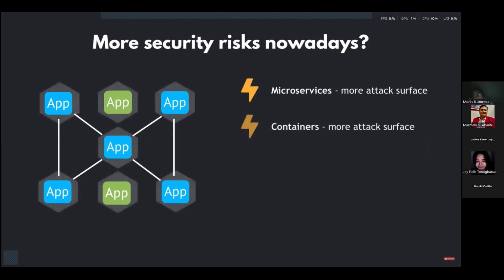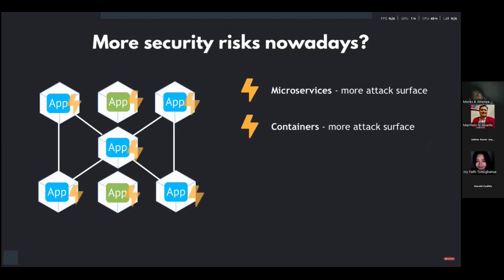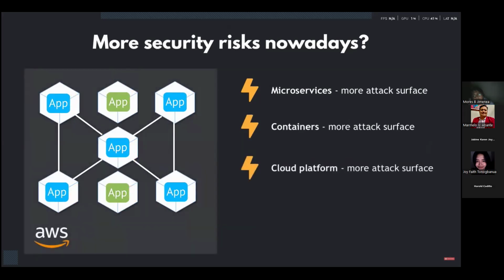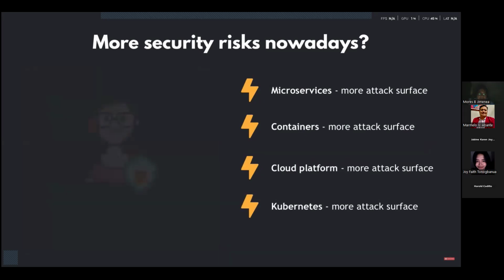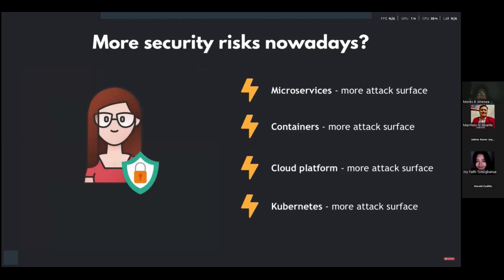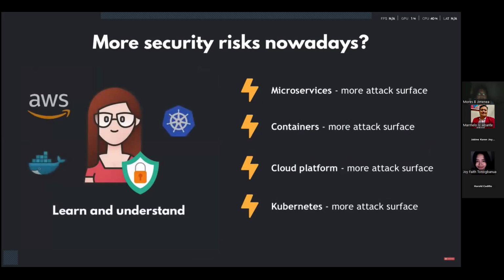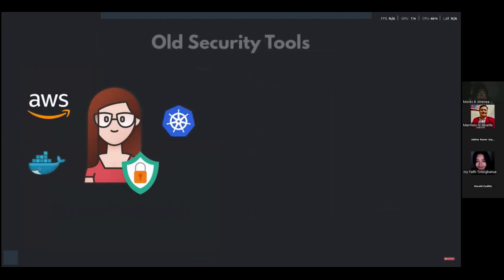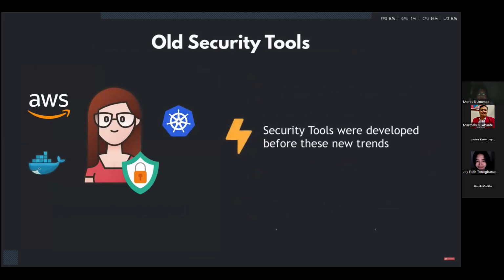Now these may all run in containers, which is yet another layer where security issues may arise. And all these may run on a cloud platform, maybe on a Kubernetes cluster. So you see that you have many layers of infrastructure and application and many components which need securing. And the security teams themselves need to also learn and understand all these platforms and technologies to be able to identify the issues.